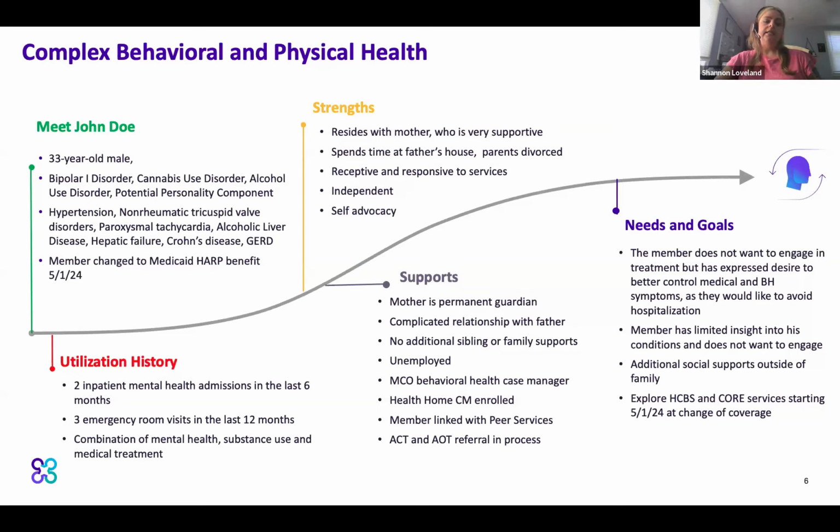As far as additional supports, mom is actually his permanent guardian, which was put in place at his inpatient stay back in October, because the member was very, not so much non-compliant. He just did not want to hear anything when it came to his medical or mental health. He disagreed with everything and was refusing treatment. So mom is his permanent legal guardian at this point. The relationship with his dad is complicated. It's a good relationship, but it's an enabling relationship.